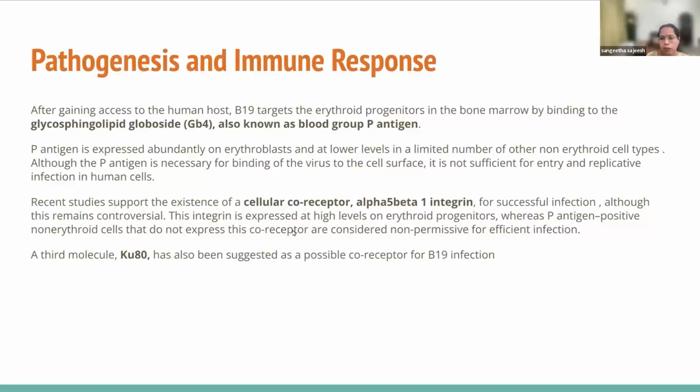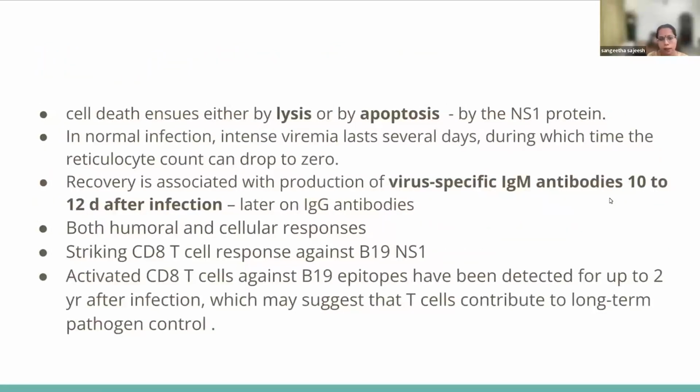One important aspect of this P antigen is that it is present abundantly on the erythroblast, but it is present also in non-erythroid cell types. Although P antigen is necessary for binding the virus to the cell surface, it is not sufficient for entry and replicative infection. It requires two co-receptors. One is a cellular co-receptor called alpha-5 beta-1 integrin, and another one is KU80. These are the two co-receptors required for the virus to get into the cell. Then cell death ensues by either lysis or apoptosis mediated by the NS1 protein.